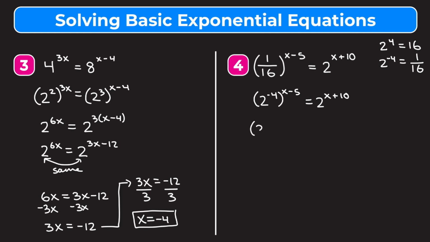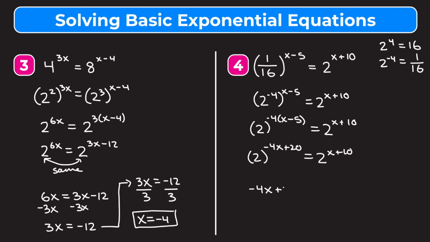So it's going to be 2 to the negative 4 times the quantity of x minus 5 is equal to 2 to the x plus 10. And we just want to distribute on the left. So we have 2 to the negative 4x plus 20 is equal to 2 to the x plus 10. And now because the bases of our exponential terms are the same, we can set the exponents equal to each other and solve. So we have negative 4x plus 20 is equal to x plus 10.